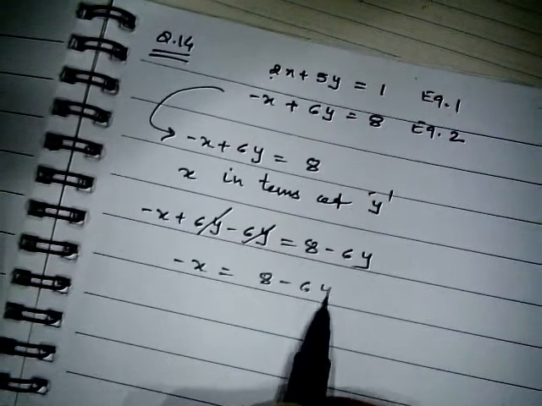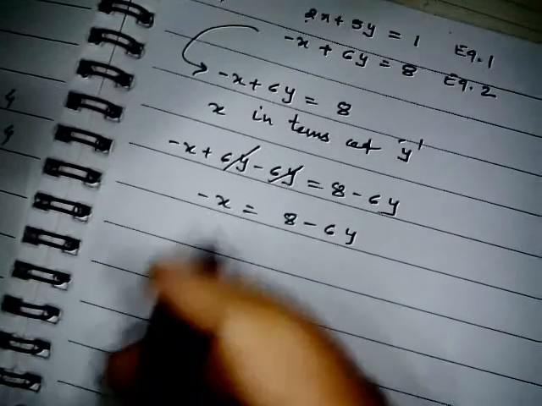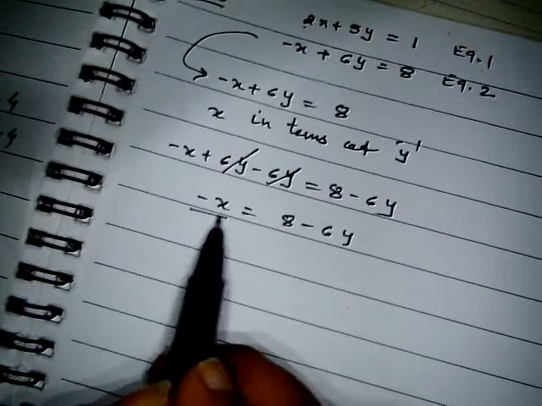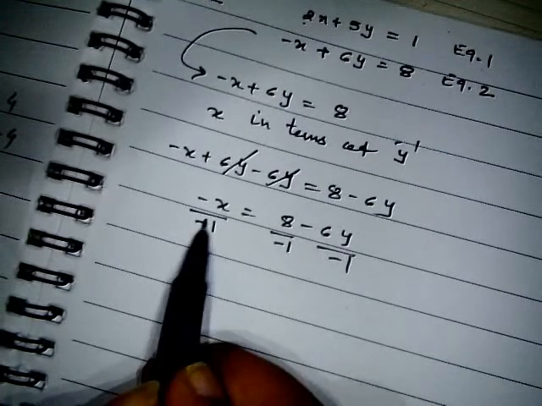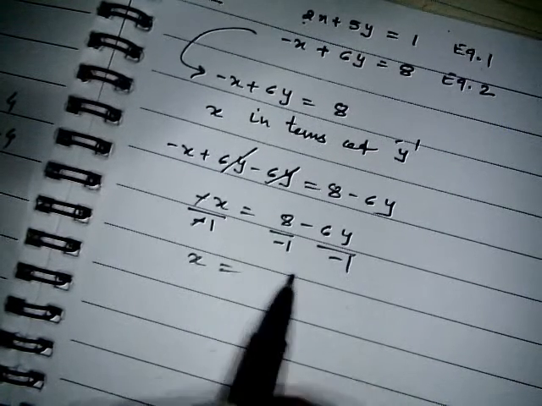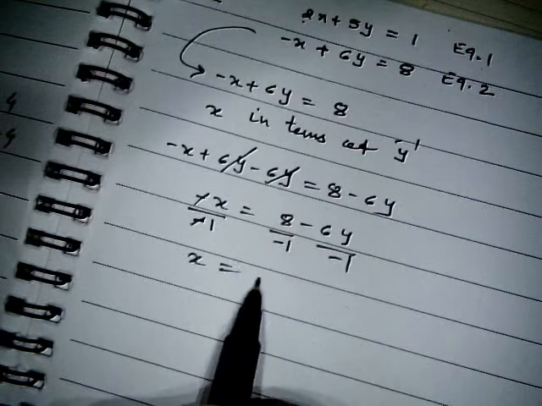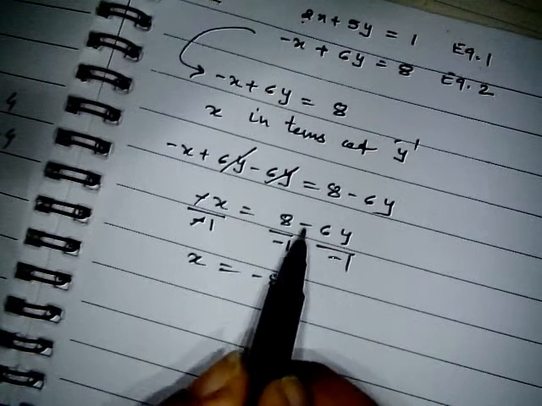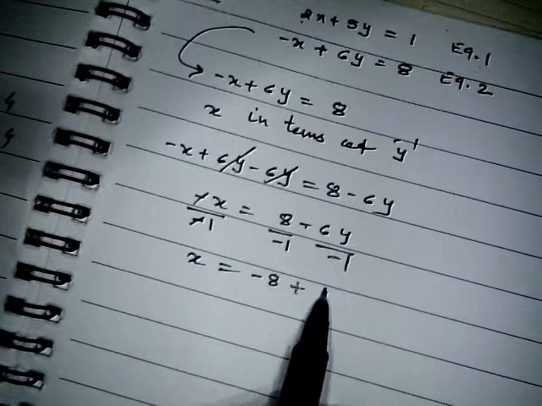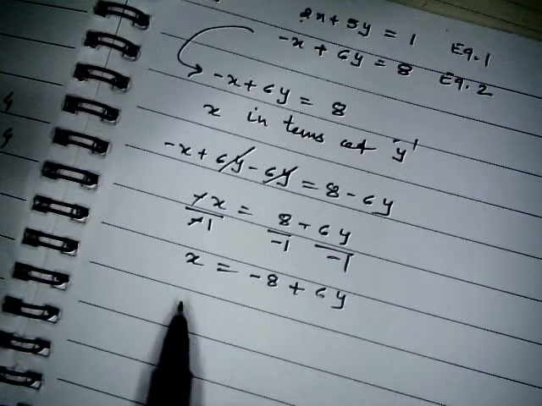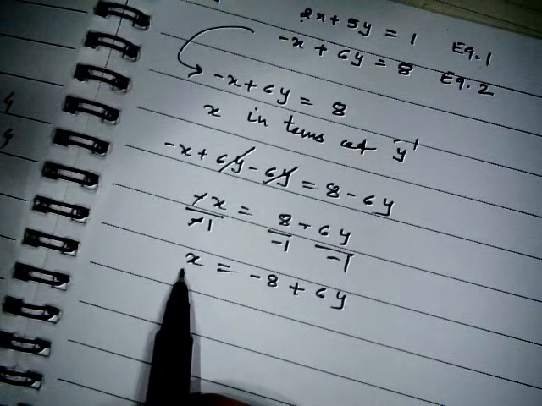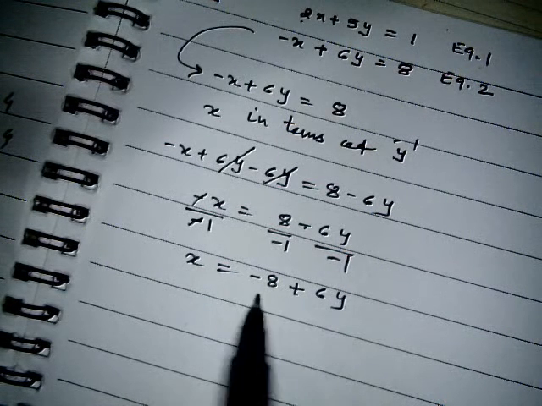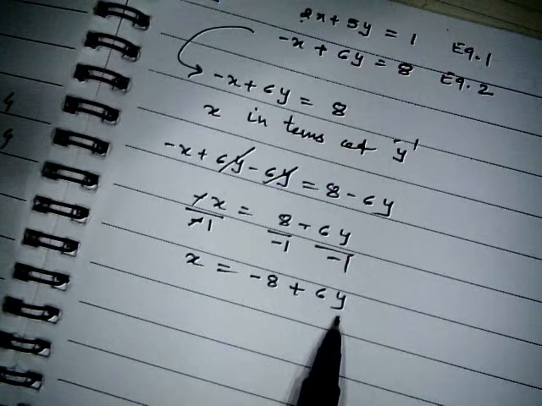Over here this is negative x. To make it positive I am going to divide by negative 1, so I have divided each term. This negative is cancelled, x, and over here this is positive and this negative, so negative 8, and negative times negative is going to be positive 6y. So this is the equation I have written, x in terms of y, because on the left side you can see x and on the right side you can see terms of y.